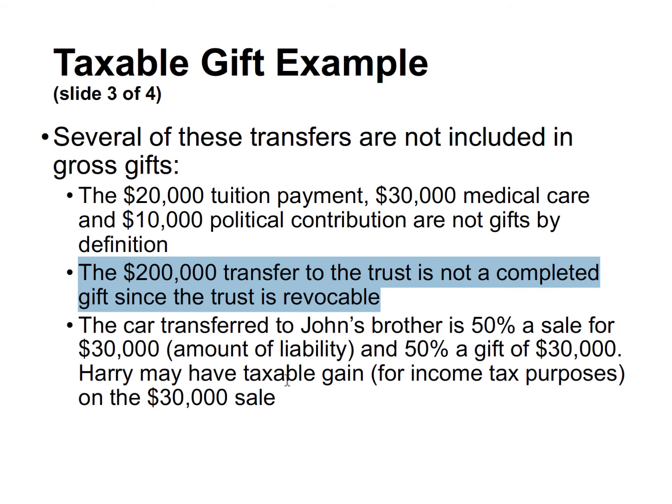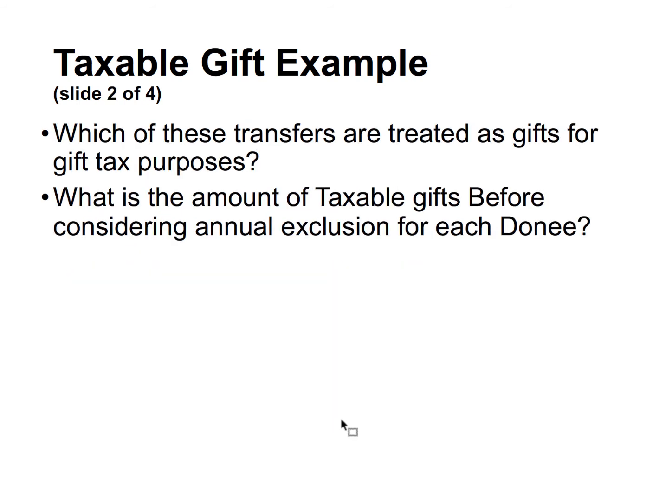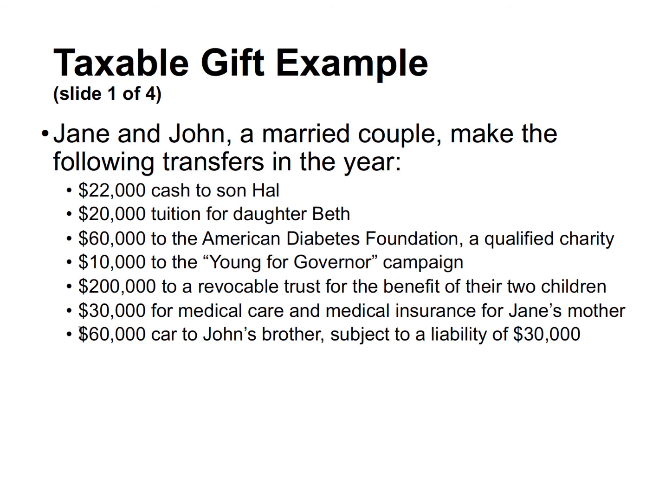The car transfer to John's brother is 50% a sale for $30,000 because it's for the amount of the liability, and 50% is a gift. Okay? It's subject to a liability. If we go back to that example, a $60,000 car is being transferred to John's brother, which is subject to a liability of $30,000. So John's brother is going to take the car and also have to take the liability. So John's brother is going to have to start paying off that liability.